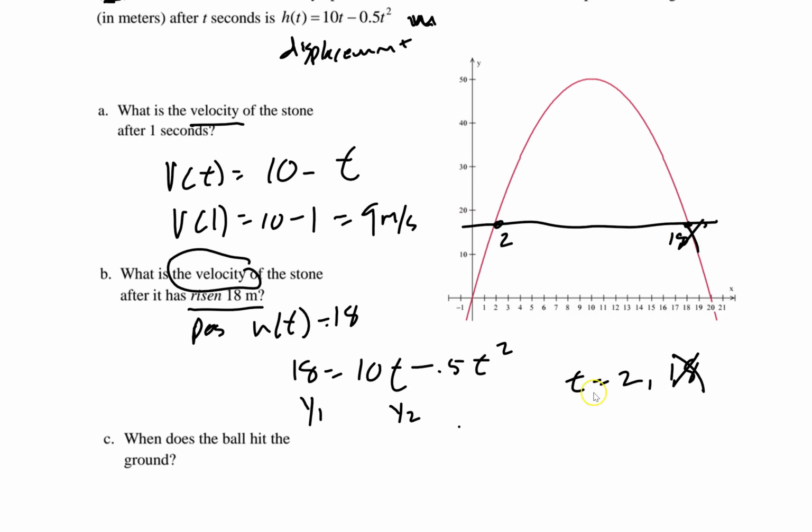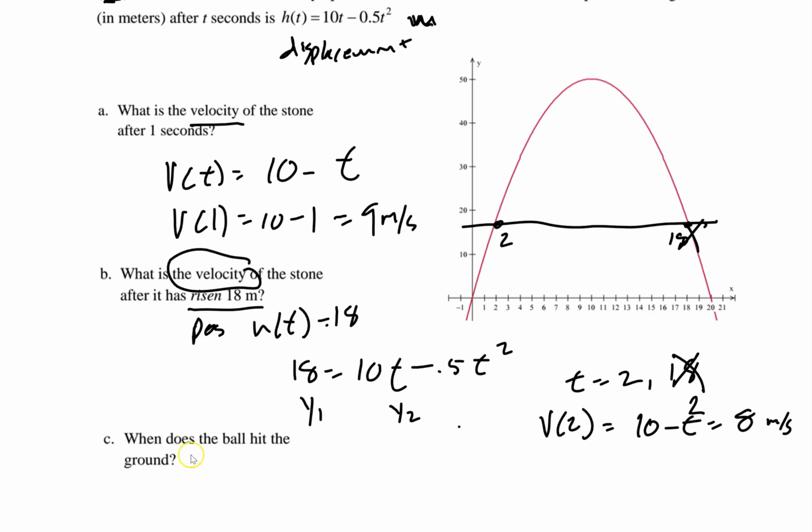So all I've got to do now is plug in 2 to my velocity and get my answer. So my velocity is 10 minus t. So 10 minus 2, or 8 meters per second. So it's going 8 meters per second when it has risen 18 feet.